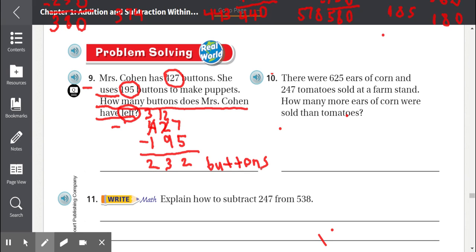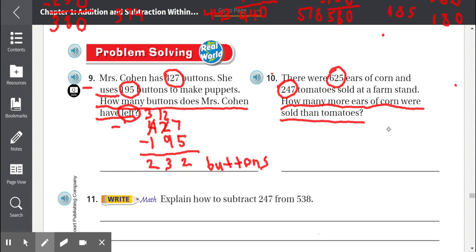Number 10. There were 625 ears of corn and 247 tomatoes sold at a farm stand. How many more ears of corn were sold than tomatoes? So let's circle to find our keywords and important numbers. There were 625 ears of corn and 247 tomatoes sold at a farm stand. How many more ears of corn were sold than tomatoes?